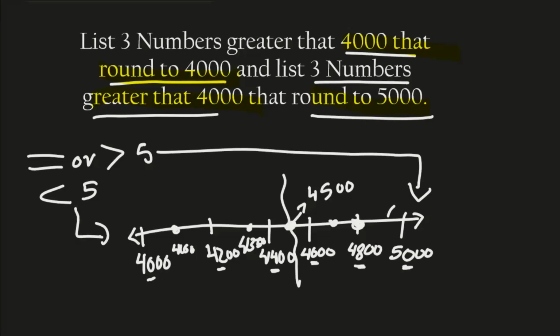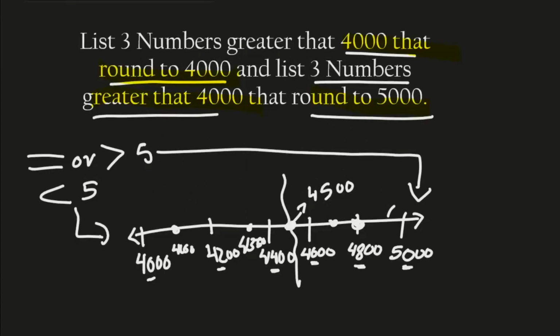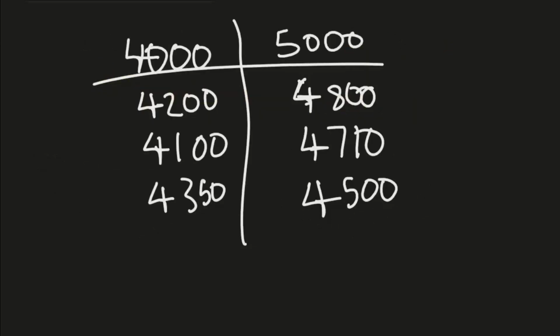Did you get the right answers? Well, I don't know, because I can't give you every single possible answer, because there'd be hundreds, obviously. But if you got anything greater than 4,500 or equal to 4,500 on the 5,000 section, and if you got anything less than 4,500 on the 4,000 section, that means you got it right. Well, if you did, great job.